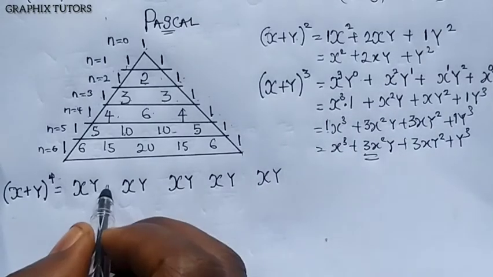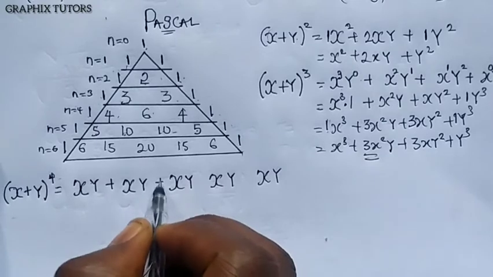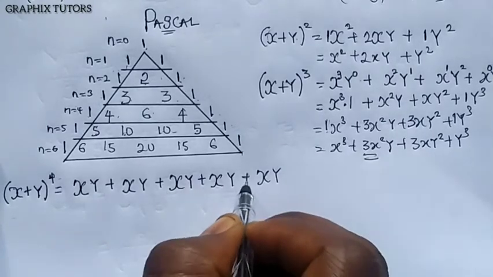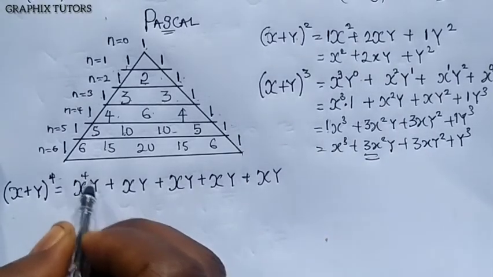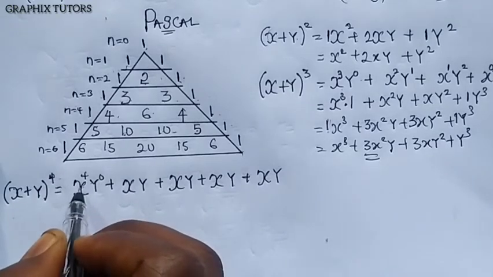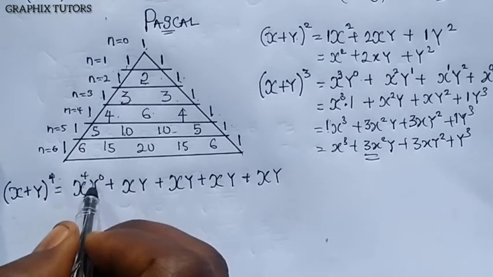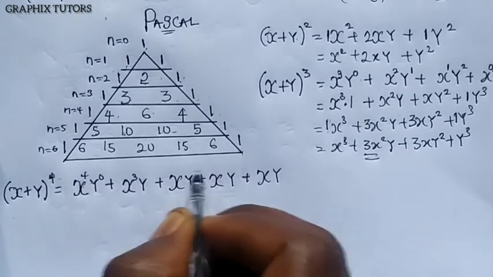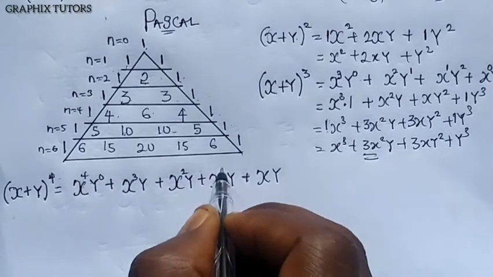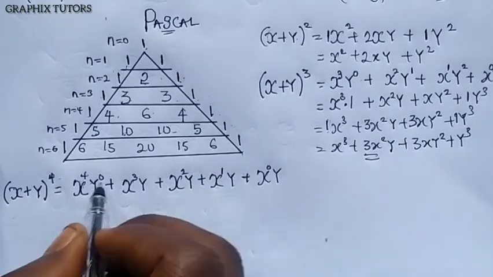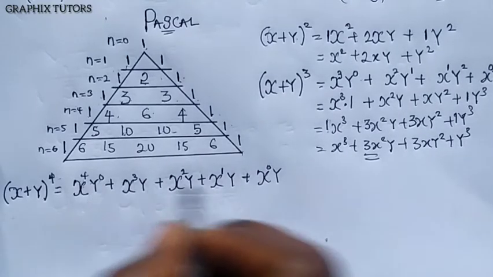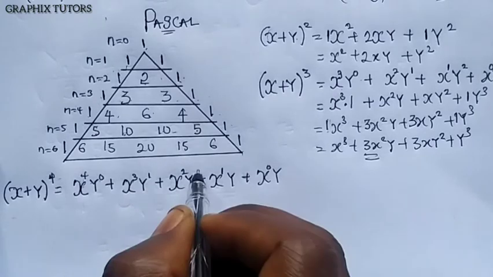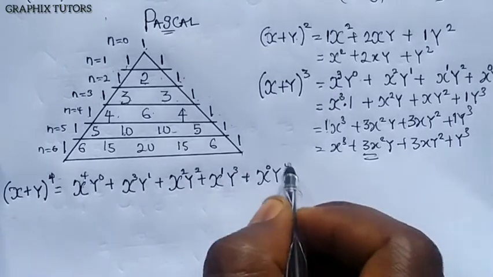Now, this is positive in between everything. So the x will be 4 and the y will be 0. The first one will be 4 and the next one will be 0. So x will be decreasing: x is 4, x will be 3, x will be 2, x will be 1, x will be 0. Then y will increase from 0: it will be 1, 2, 3, 4.